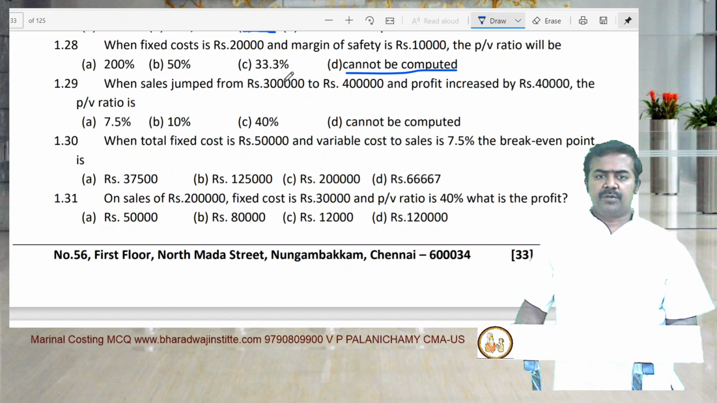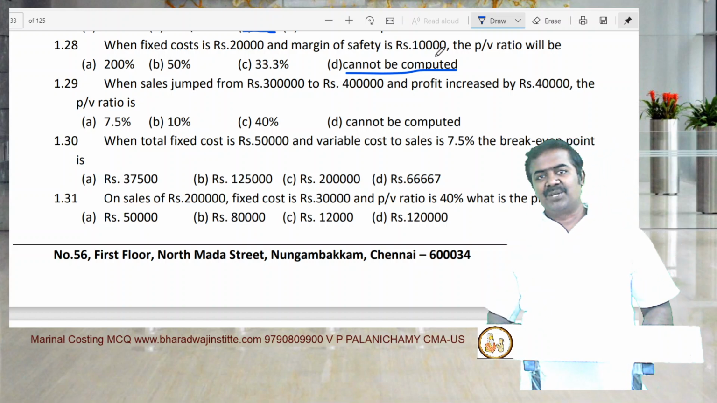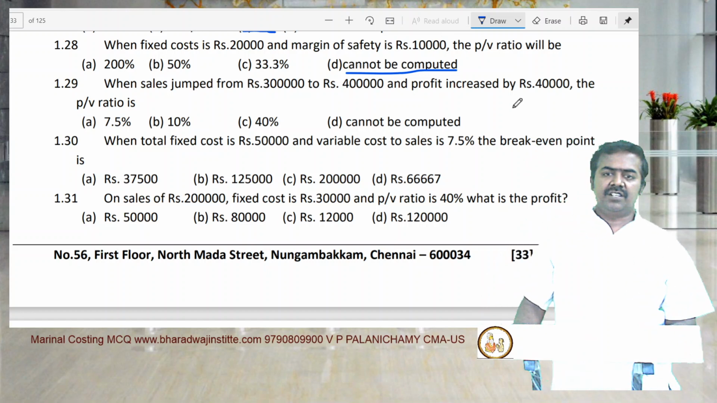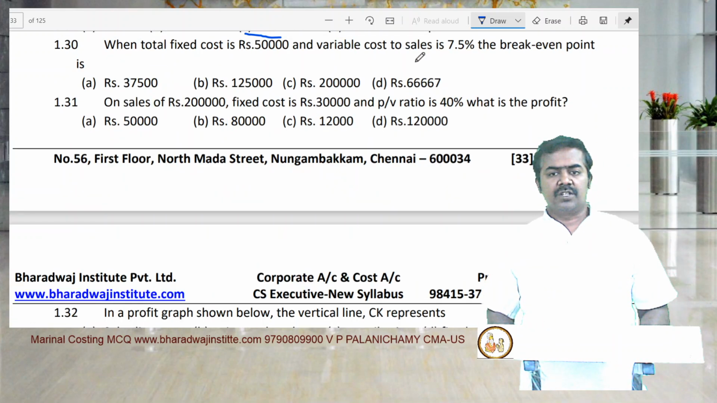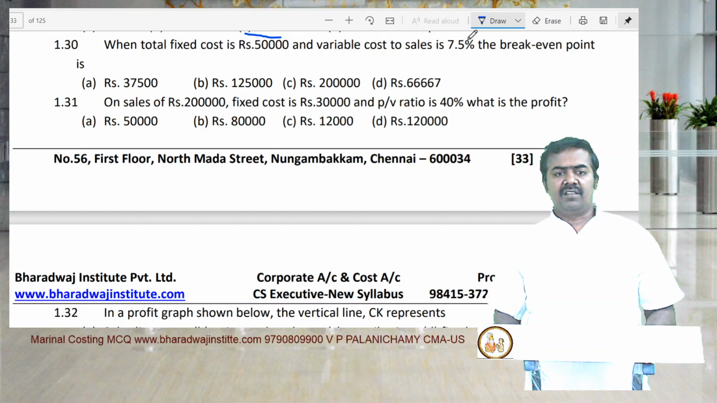When sales jumped from 3 lakh to 4 lakh, profit increased by 40,000. So PV ratio, change in profit by change in sales into 100, that we had seen in the last lecture. So change in profit by change in sales, 40,000 divided by 1 lakh into 100, 40%. Answer is 40%.